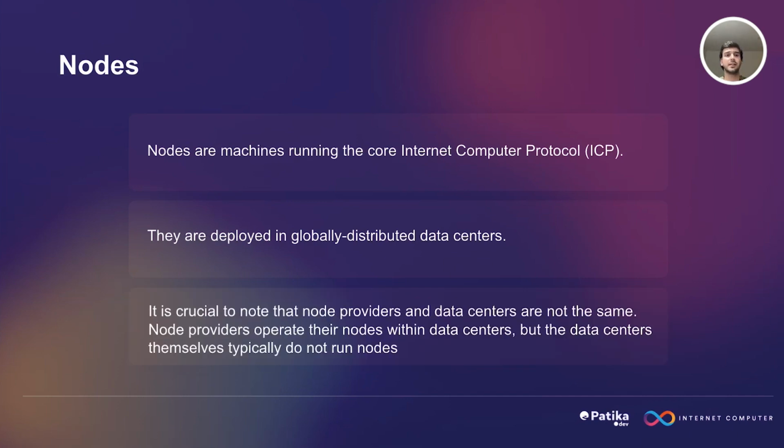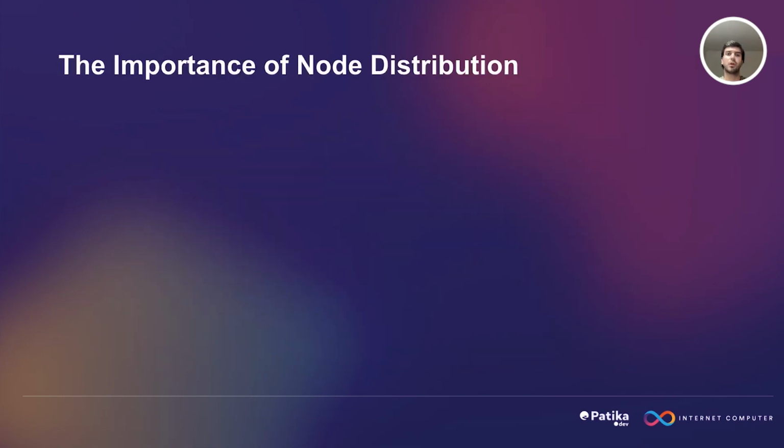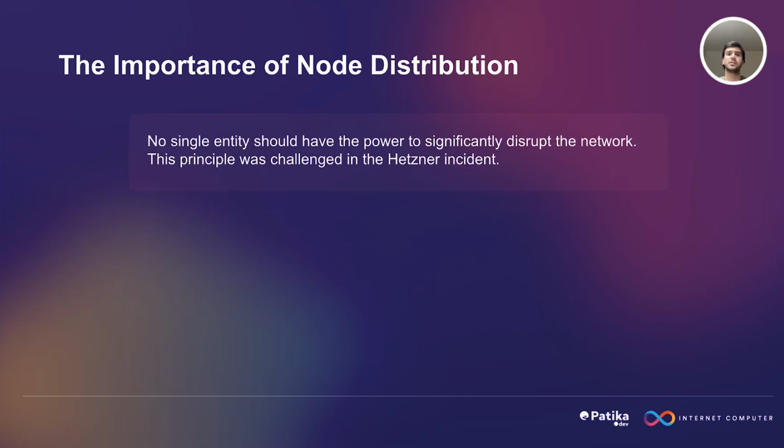That being said, it is crucial to note that node providers operate their nodes within data centers, but the data centers themselves typically do not run nodes. Now, let's look at the importance of this node distribution. Firstly, it's important because no single entity should have the power to significantly disrupt the network. This principle was challenged in the Hetzner incident.